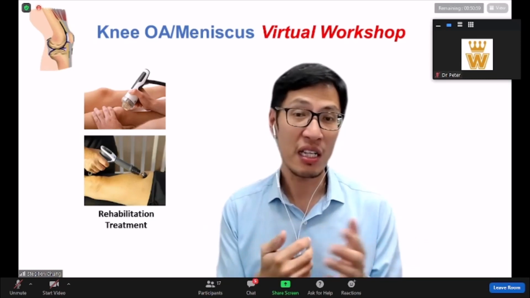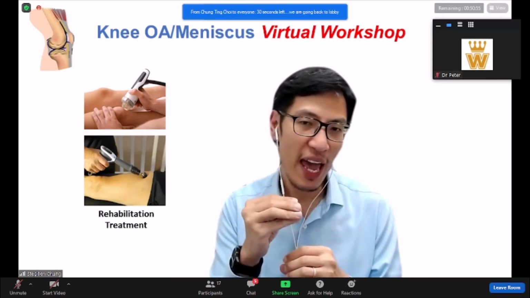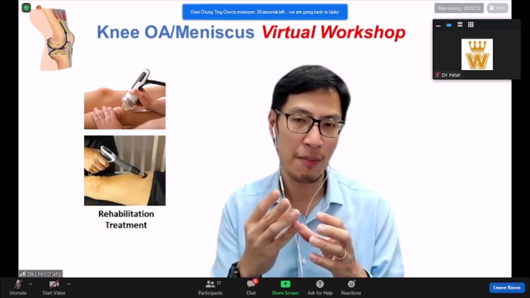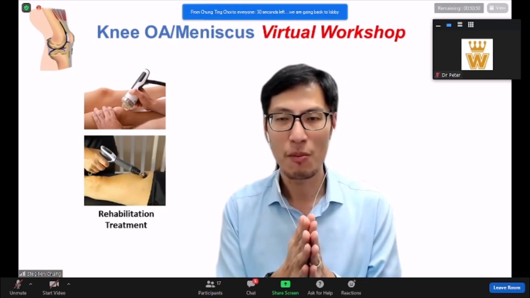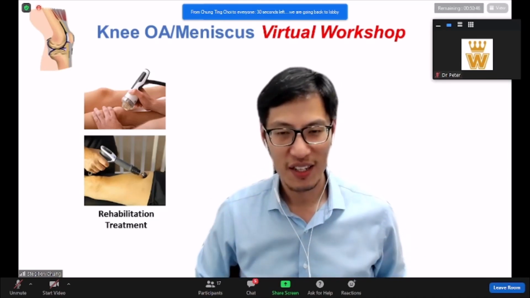Like what we did in the demo, I use the shock wave at very low energy to numb the area so as to increase the patient acceptance for the shock wave energy, but not to use the ice to limit the superficial circulation. So that's my take.